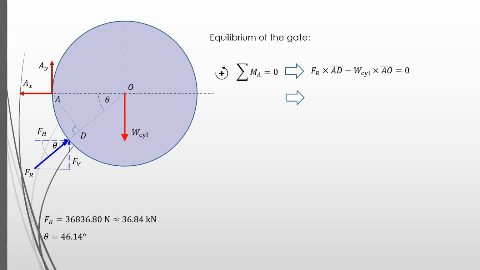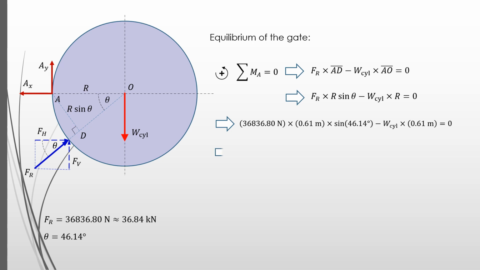AD is R sine theta. AO is R. Putting all values that we have in the equation, we obtain the weight of the cylinder equals 26,560.62 Newton or 26.56 kilonewton.